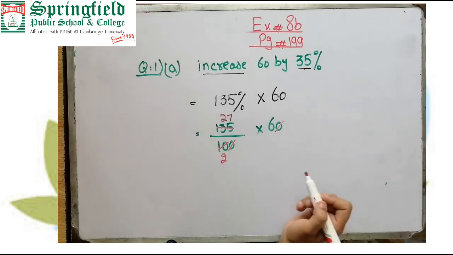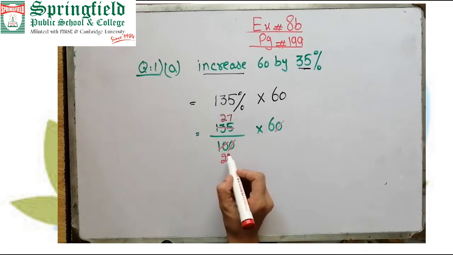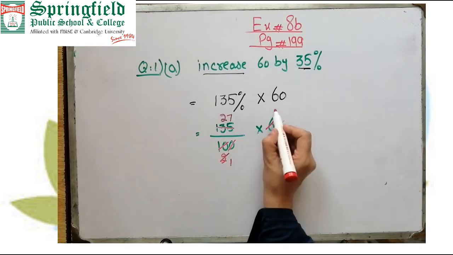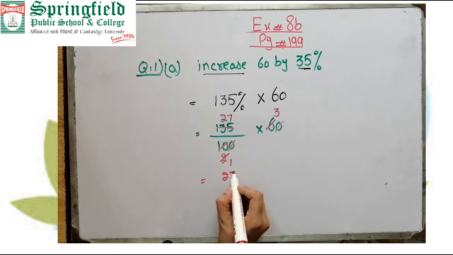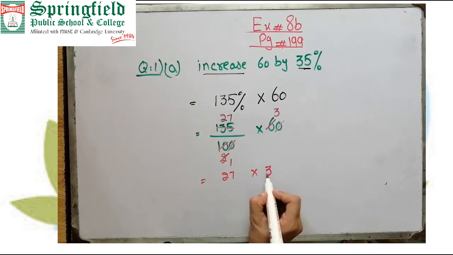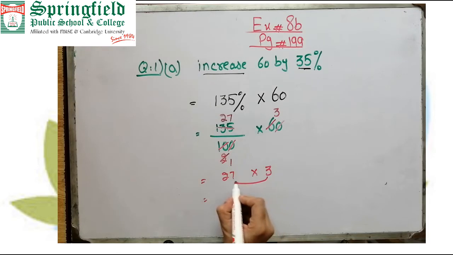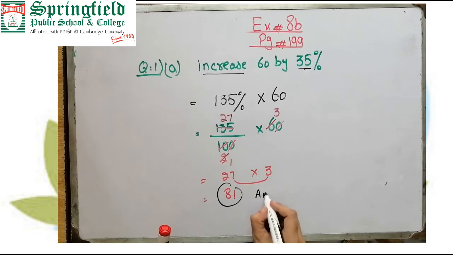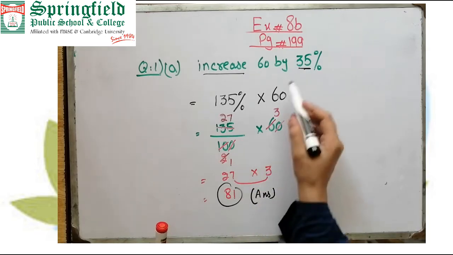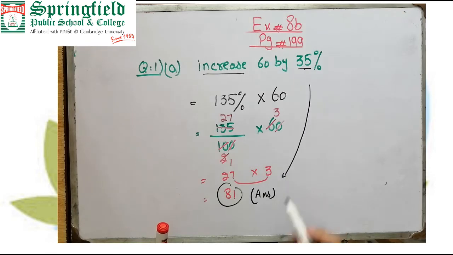You can divide on the rough side. And then 2 1s are 2, 2 3s are 6. So 27 multiply 3. When we multiply, 3 7s are 21, 1 and 2 will carry, 3 2s are 6 and 2 is 8. So 81, it means 81 is your final answer. Increase 60 by 35% is equal to 81. Understood, beta?